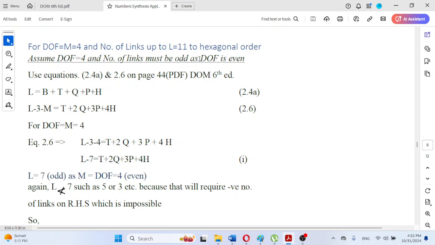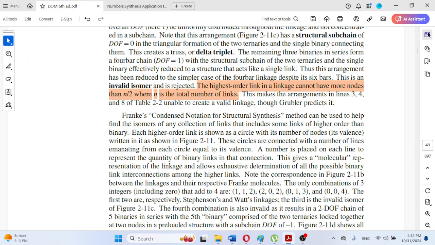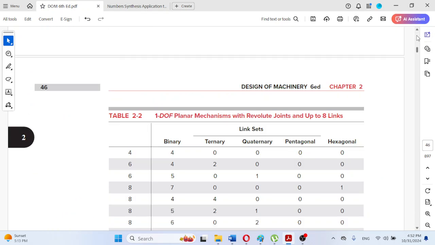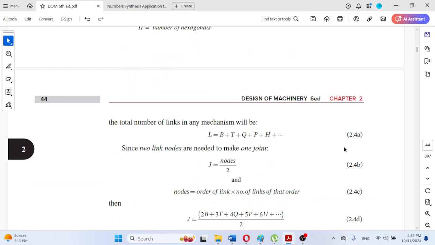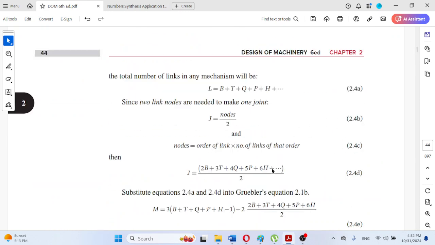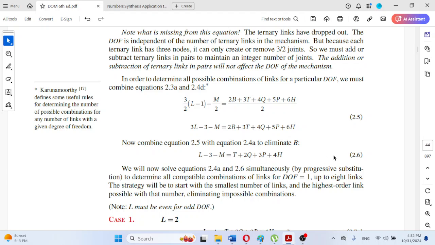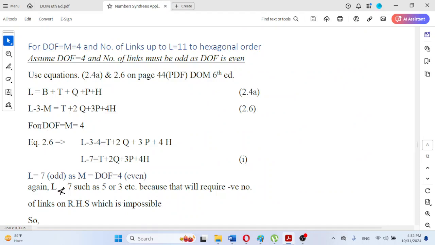So again we can use equation 2.4a and 2.6 on page number 44. The same reference which I have given in other videos, I will again be showing here: 2.4a, this equation, and this equation is 2.6. These are actually two deciding equations, and the same numbering has been used as in the textbook.